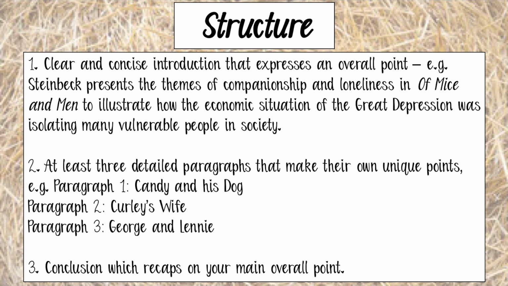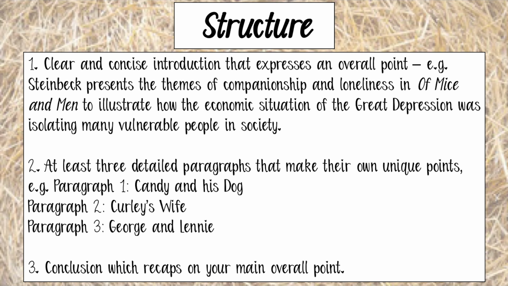So for example, paragraph 1, if I was going to write about Candy and his dog, my point would be how Candy is isolated because of his age. The fact his dog is killed because it's not valuable anymore to society because it's old emphasises how Candy is isolated and has no companionship because of the way that society values people for what they contribute because of capitalism. So that would be my point for paragraph 1.